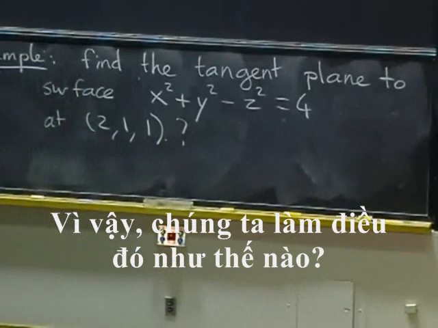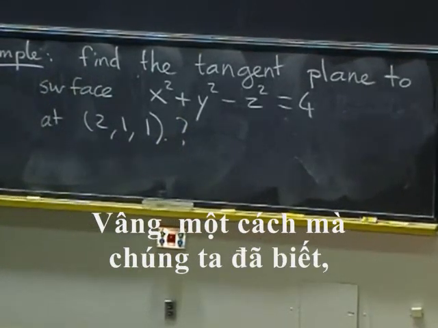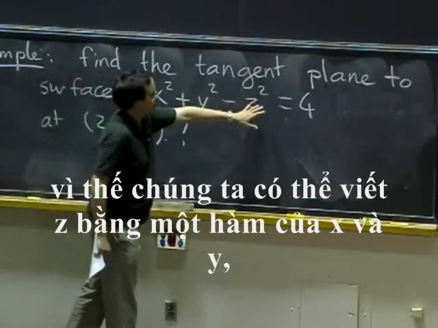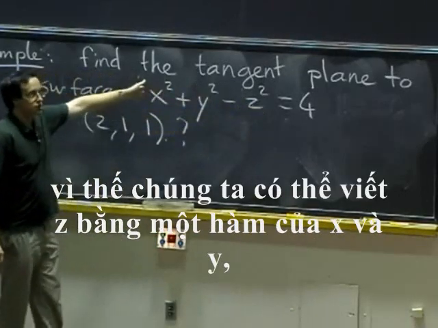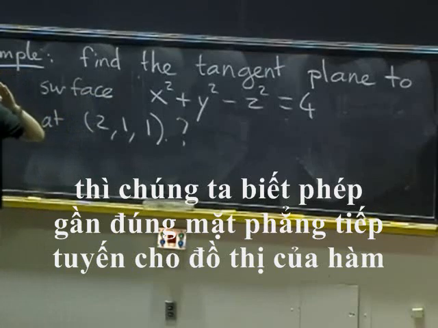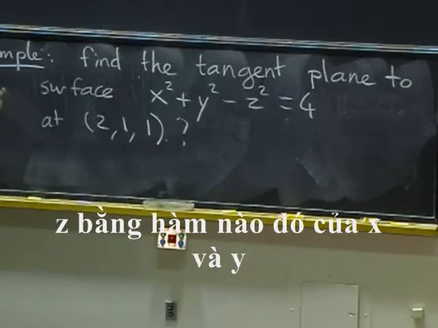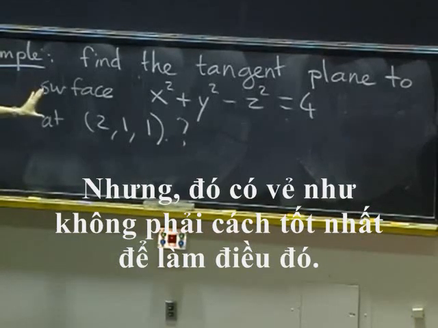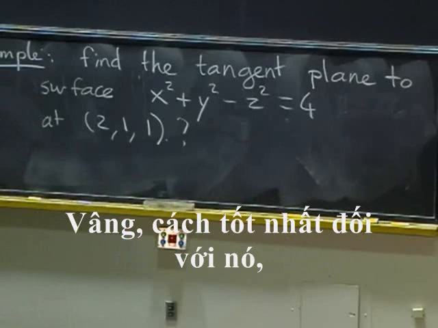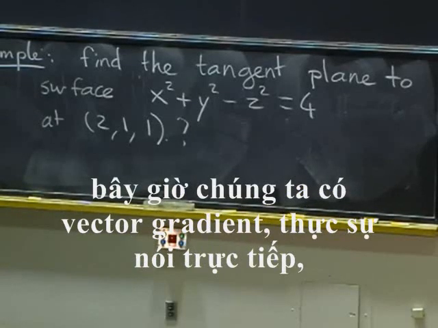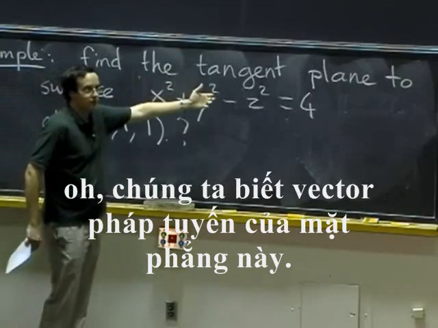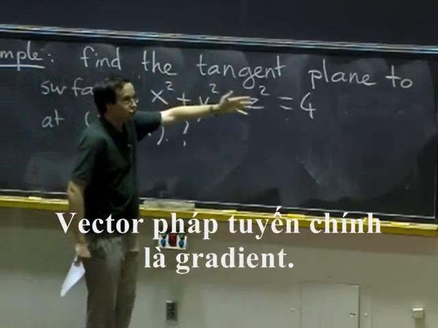So how do we do that? Well, one way that we already know, if we solve this for z, so we can write z equals a function of x and y, then we know the tangent plane approximation for the graph of a function z equals some function of x and y. But that doesn't look like it's the best way to do it. Okay, the best way to do it, now that we have the gradient vector, is actually to directly say, oh, we know the normal vector to this plane. The normal vector will just be the gradient.